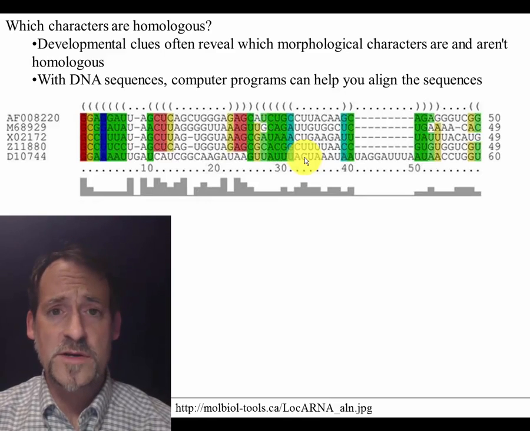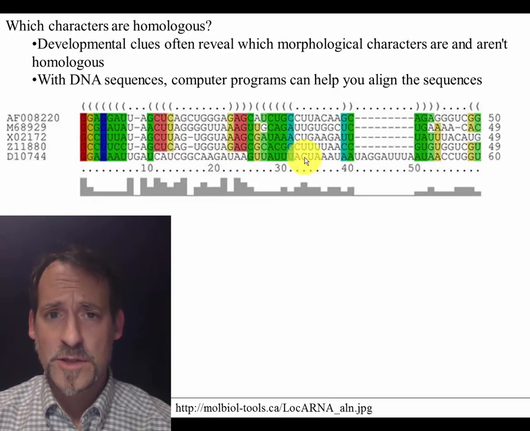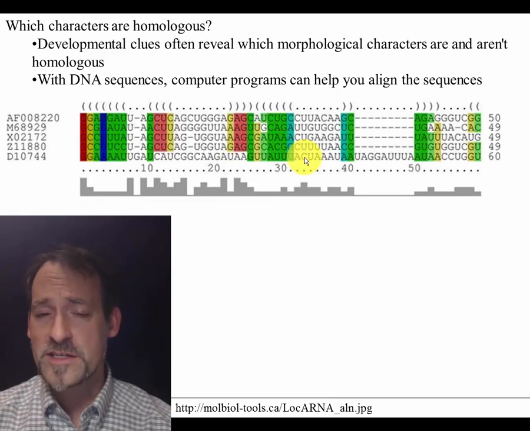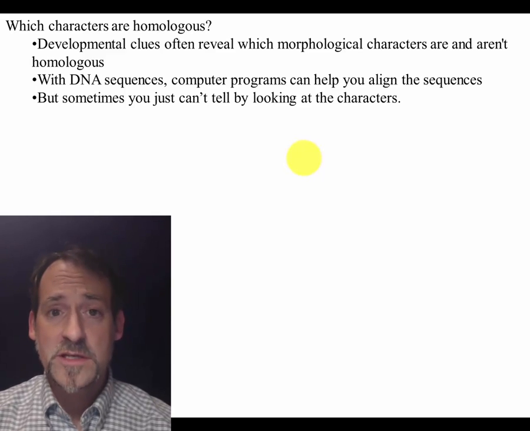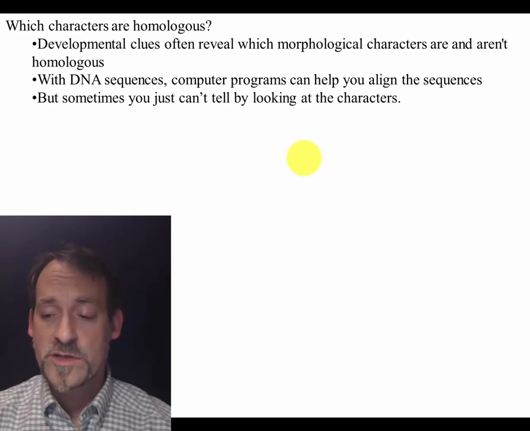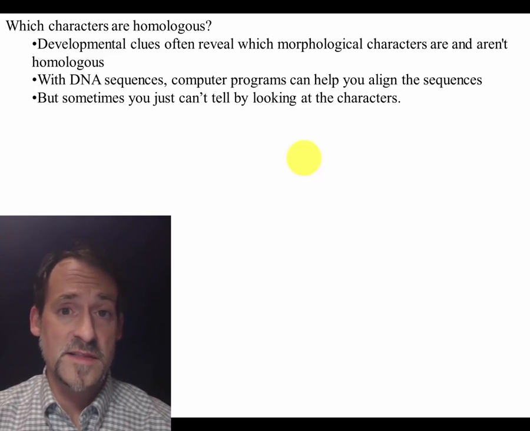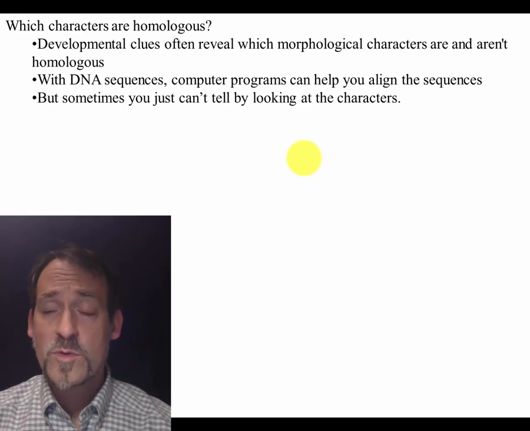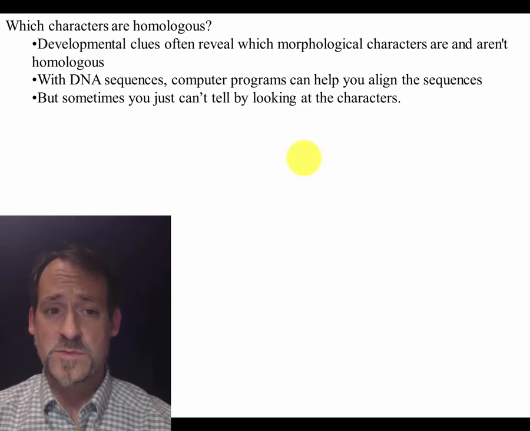One thing I want to point out, though, is no matter how hard you try to establish which characters are homologous and which are not, inevitably you're sometimes going to make mistakes. Sometimes you're going to try to build a phylogeny based on characteristics that are not homologous. That does cause problems, but we'll see how to solve those as we go along.